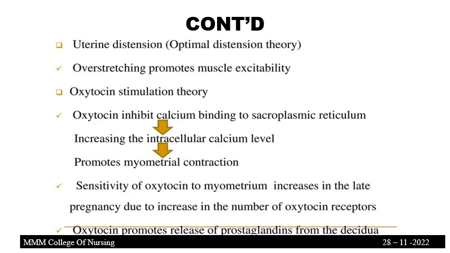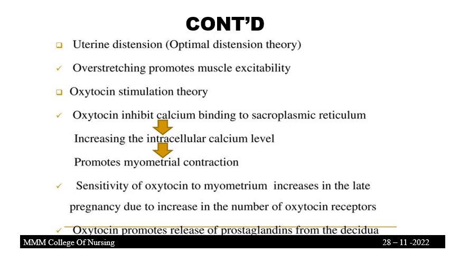Next is the oxytocin. What will the oxytocin cause? It will inhibit the calcium binding to the sarcoplasmic reticulum, increasing the intracellular calcium. You already know calcium is the ion responsible for the contraction of the muscles. So oxytocin will inhibit the calcium binding, which means free moving calcium will be increased. This will cause myometrial contraction.